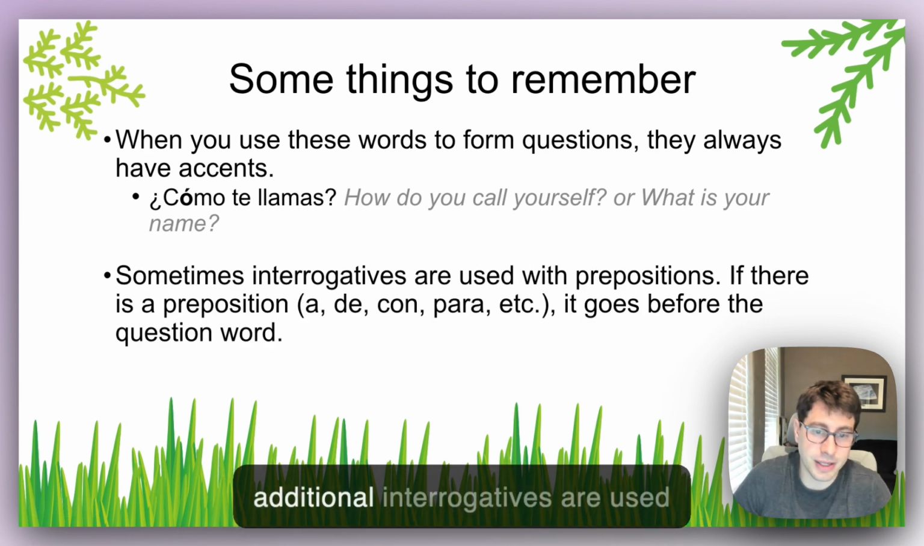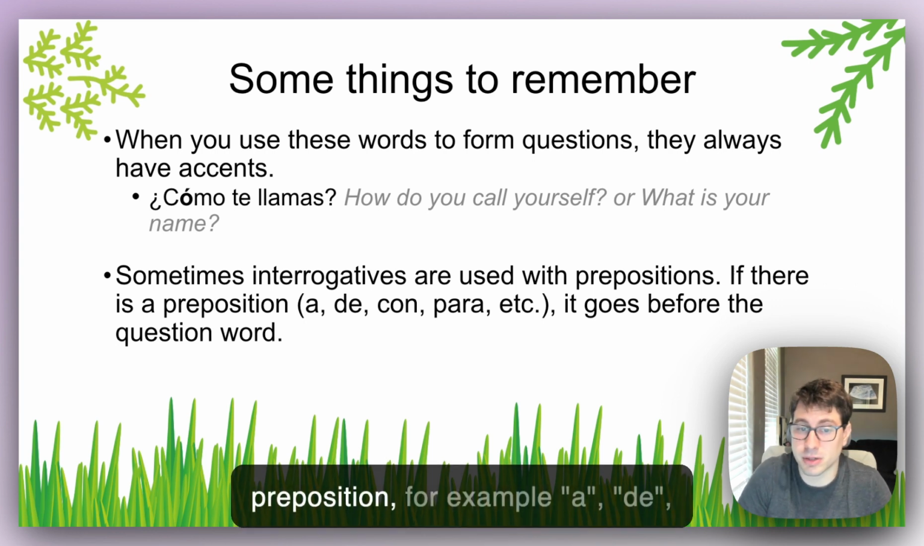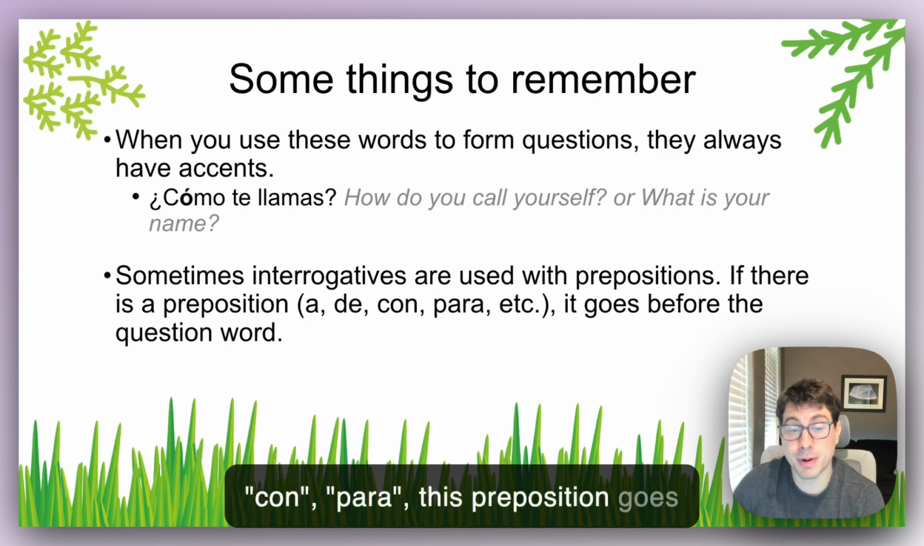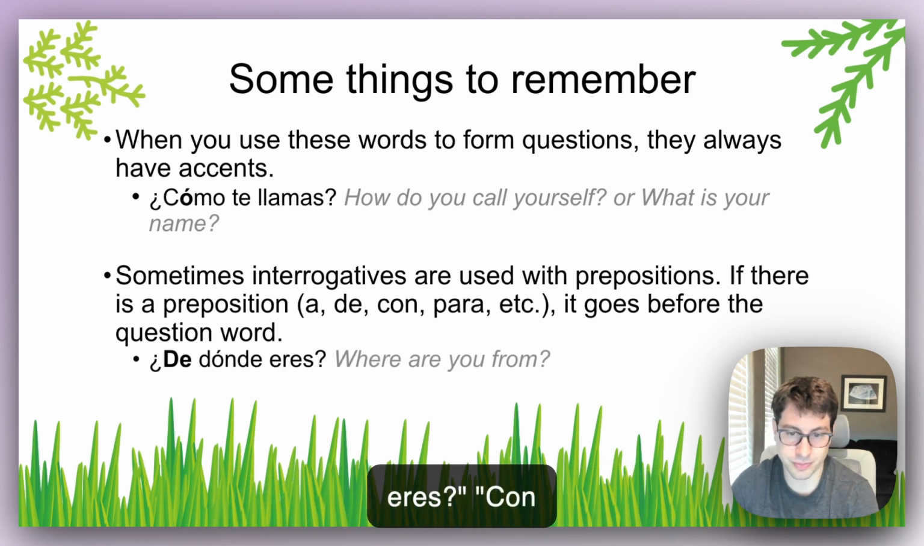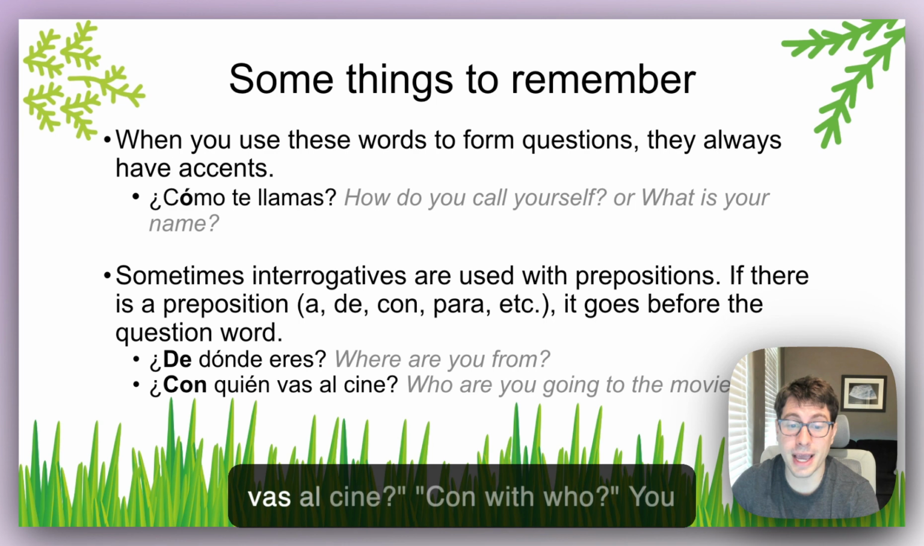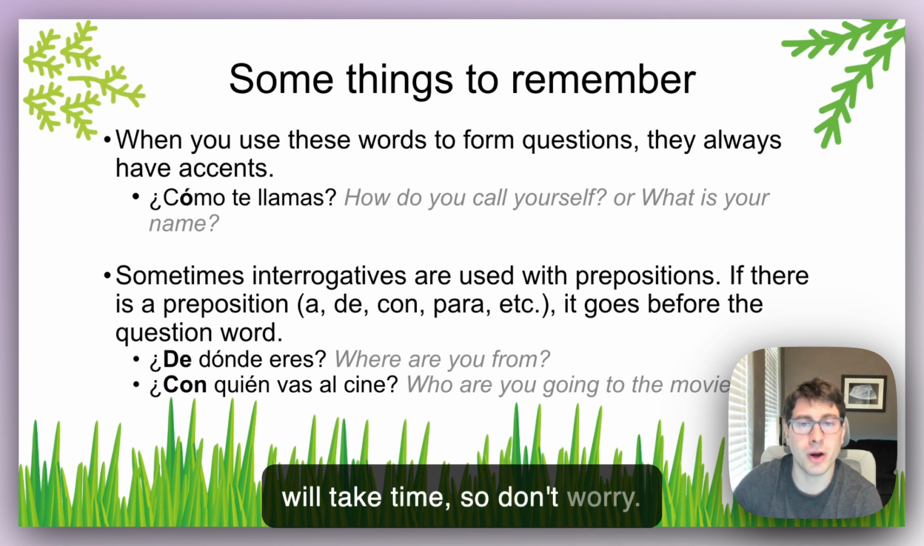Sometimes additional interrogatives are used with prepositions. If there is a preposition, for example, a, de, con, para, this preposition goes before the question word. ¿De dónde eres? ¿Con quién vas al cine? Con, with who? You might not understand all of this. It will take time, so don't worry.